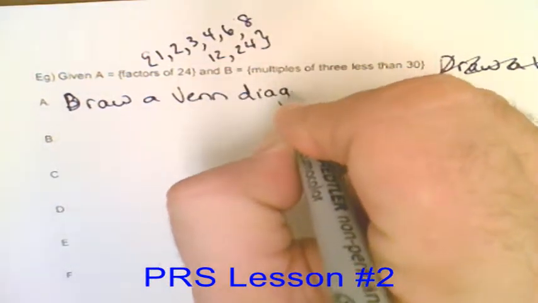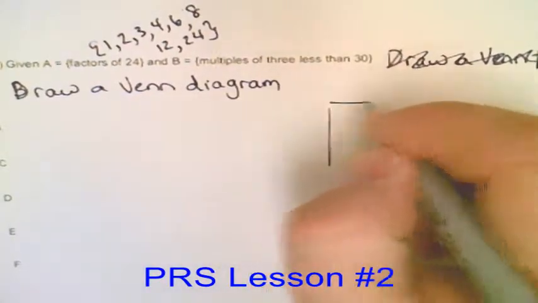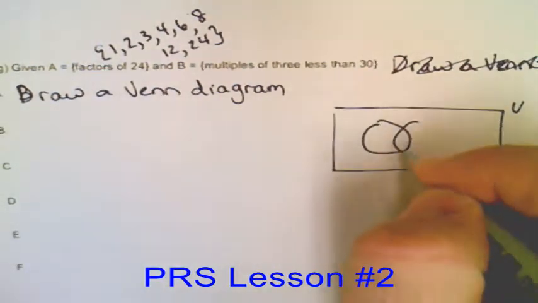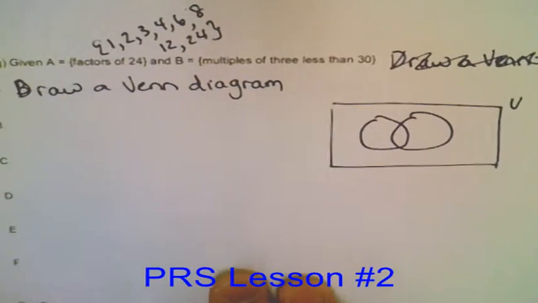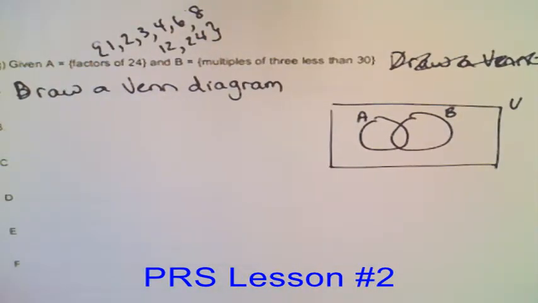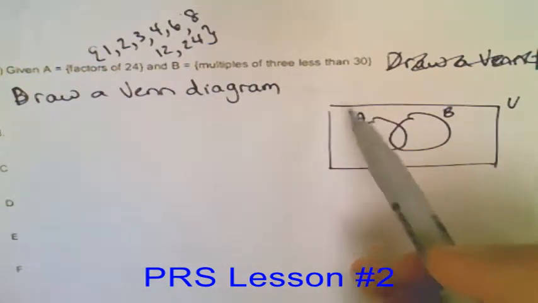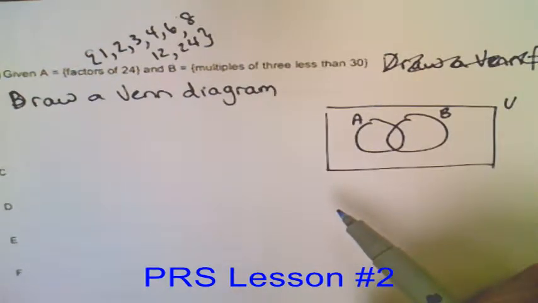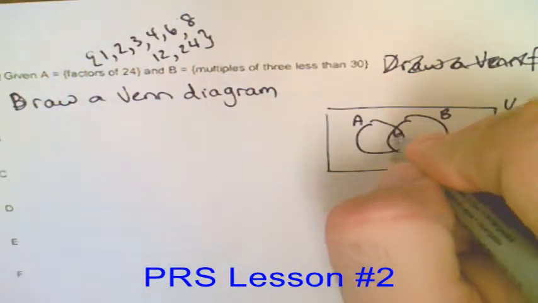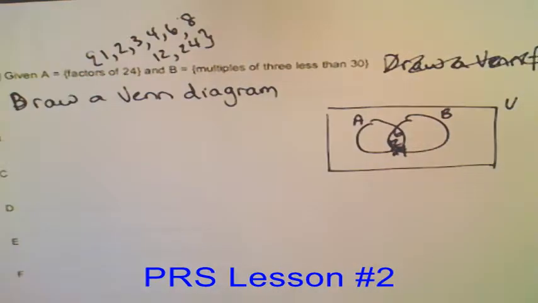for the following. Draw a Venn diagram. Now what happens in this Venn diagram is I've got my universal set, and I've got a circle for set A and a circle for set B. Okay? Now, this is set A, this is set B, and I've got to ask myself, well, A includes 1, 2, 3, 4, 6, 8, 12, and 24.